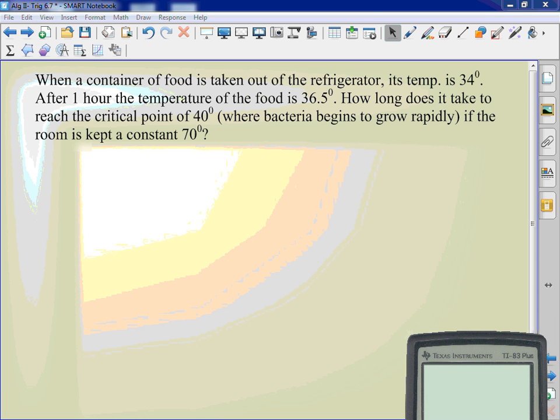When a container of food is taken out of the refrigerator, its temperature is 34 degrees. After 1 hour, the temperature of the food is 36.5 degrees. How long does it take to reach the critical point of 40 degrees? That's when bacteria begins to grow rapidly. If the room is kept a constant 70 degrees, how long will it take?